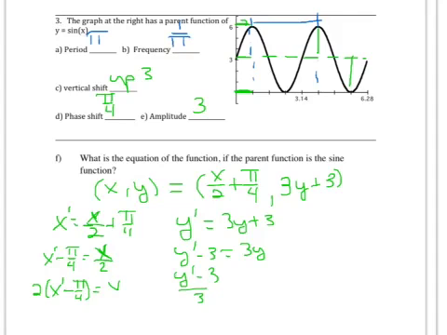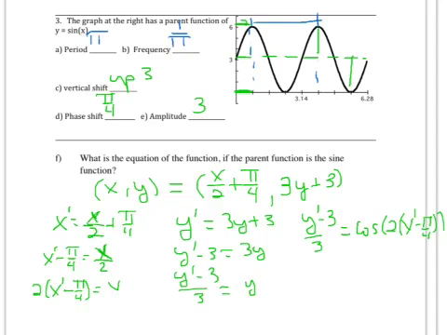So now we're ready to substitute into the cosine function. So there's a y there, and we're going to substitute y prime minus 3 over 3 is equal to cosine of 2 times x prime minus pi over 4.